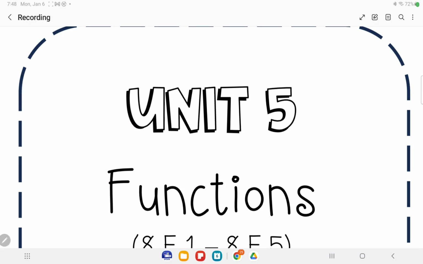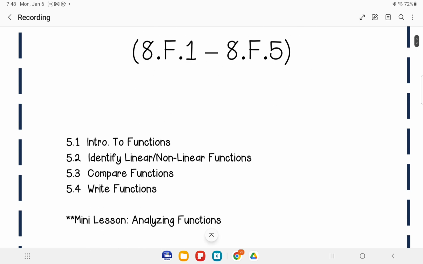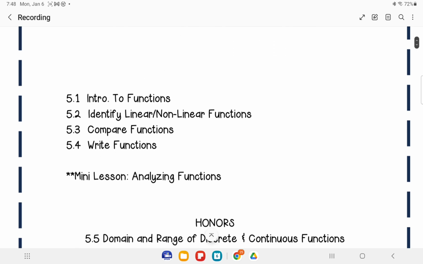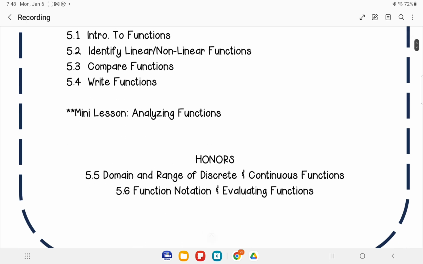Today we start Unit 5, which is all about functions. So it's taking graphs and understanding what is being graphed. Regular has 4 lessons and then a mini lesson, and honors you have 2 additional lessons that you'll be working on.